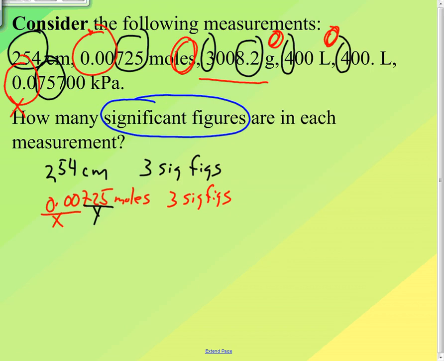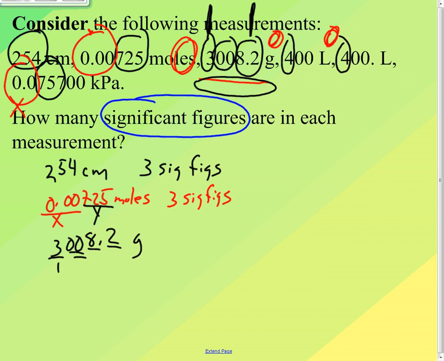Let's go to our question. Here, do I have any zeros between non-zeros? Okay, here's a non-zero, and here's a couple of non-zeros, and here's two zeros in between. That means those guys are what? Good. So I have 3008.2. I have a non-zero, good. I have an 8 and a 2, good, and the two zeros between my non-zeros are good. So how many total sig figs do I have? 1, 2, 3, 4, 5. I have 5 sig figs in that question.